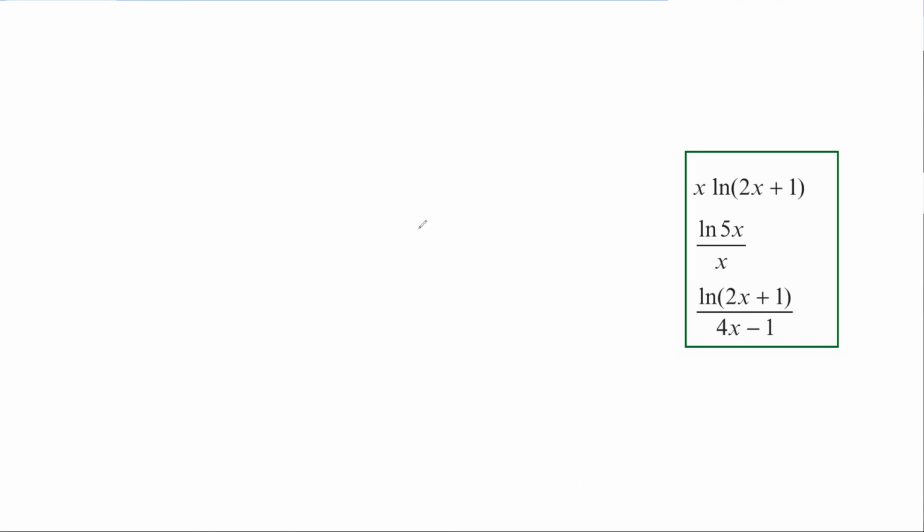Go through this one. So let's look at the first one. I'm going to call this one A. Okay, so if I've got x ln(2x plus 1), and this is what I want to derive, so this is equal to y.